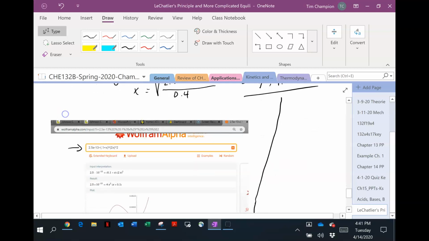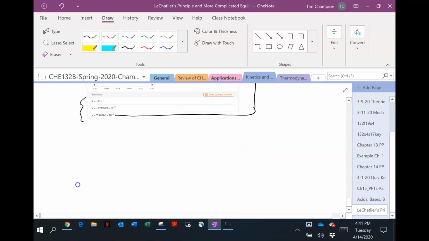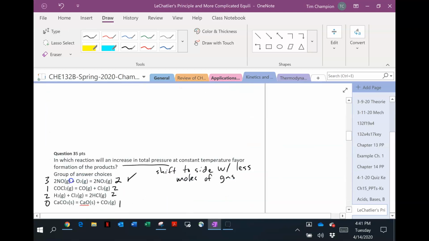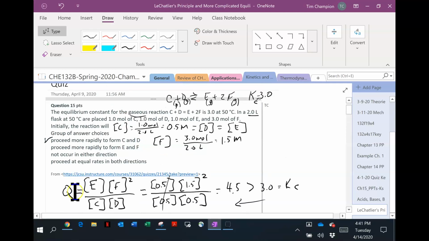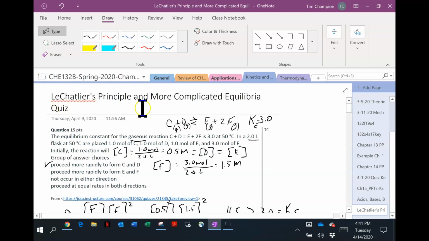So that's a very reasonable thing to do. Again, on your exam, since we're doing online exams, you're going to be able to utilize something like Wolfram Alpha. I think that's a great tool to be able to use.